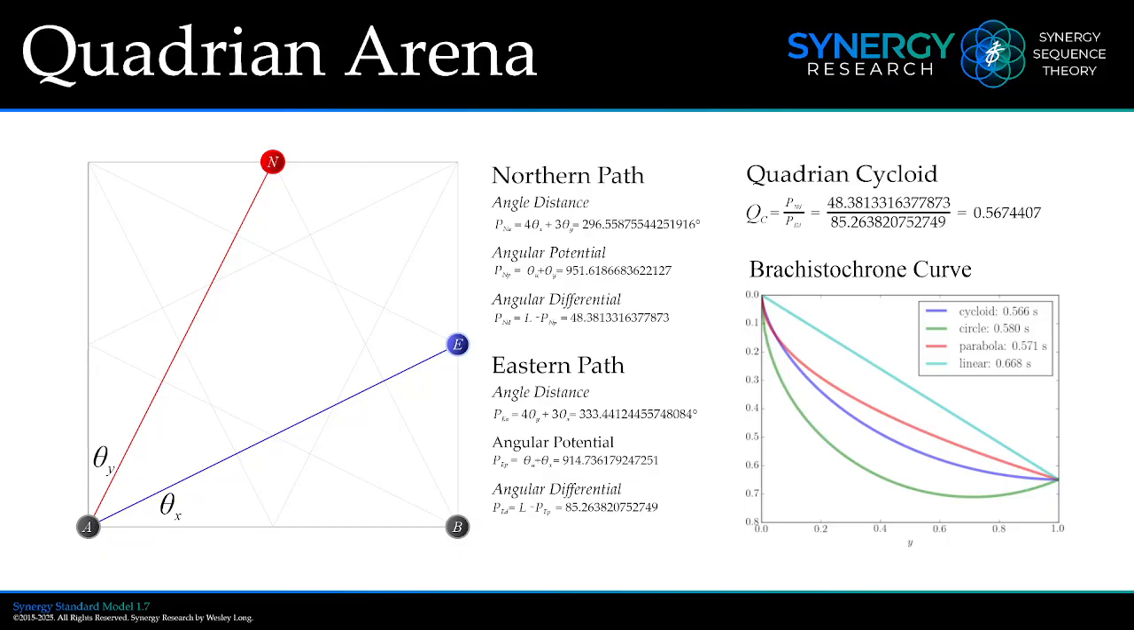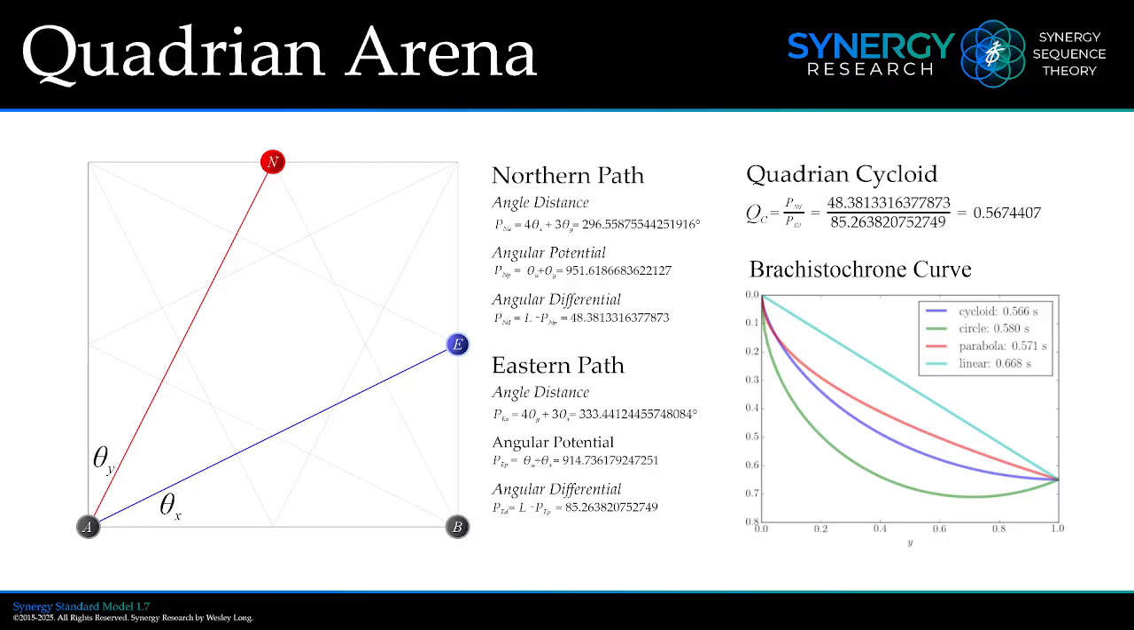Now pause and shift to the plot at the right, the brachistochrone curve. This is one of the oldest and most important problems in classical mechanics. Posed by Johann Bernoulli in 1696, it asks, what is the fastest path for a particle to fall between 2 points under gravity?